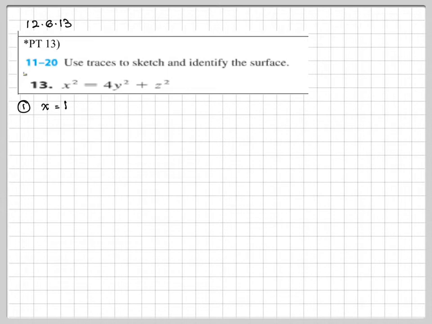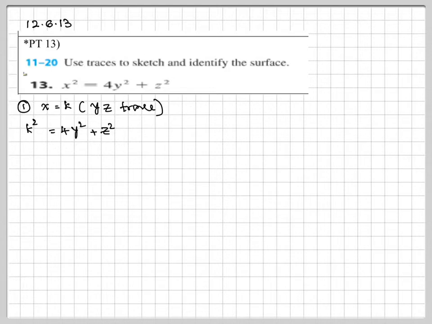So first, we have to do all three traces, namely the yz trace, the xy trace, and the xz trace. Let's consider the yz trace first. The yz trace is found by looking at the curve of intersection of the surface with the plane x equals constant, which is a plane parallel to the yz plane. So we are going to plug in x equals k into the original equation given in the problem.